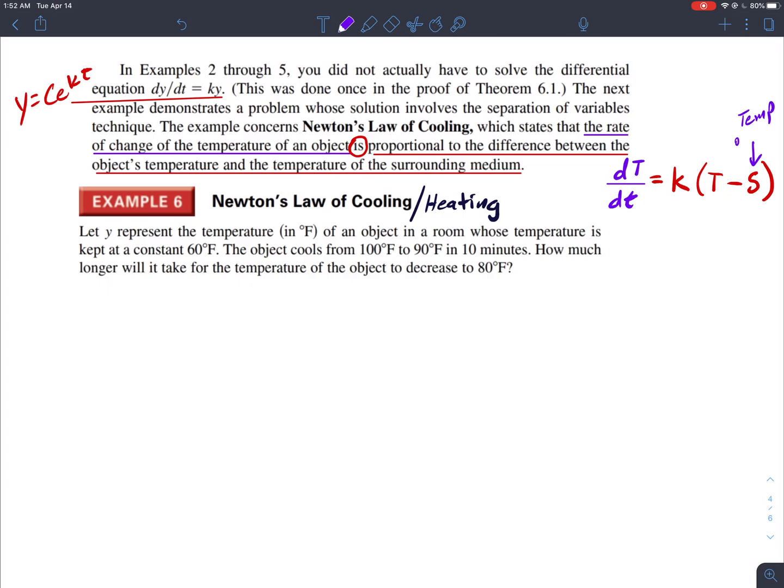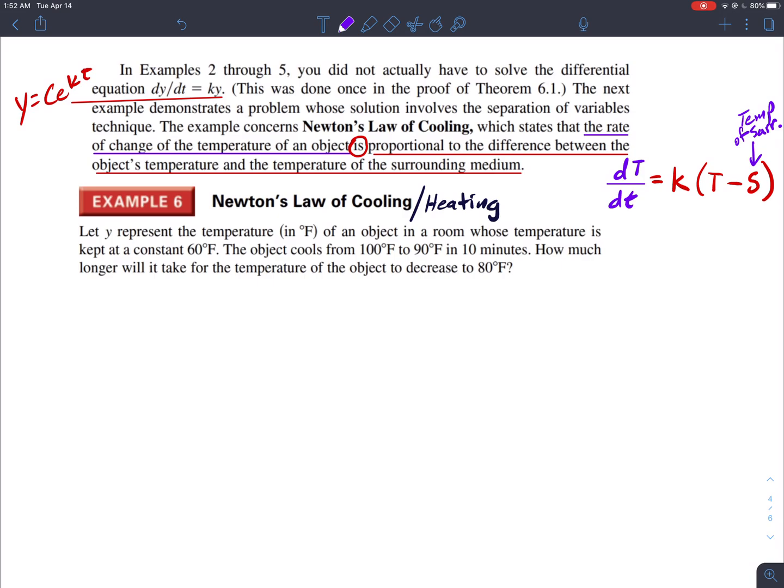Temperature of surroundings. And it is also constant. The surroundings do not change. We're going to assume that the surrounding is constant. If it's in a room and it's 72 degrees in the room, then it's always 72 degrees in the room. If it's in an oven and the oven is preheated to 400, it's always 400 in that oven.